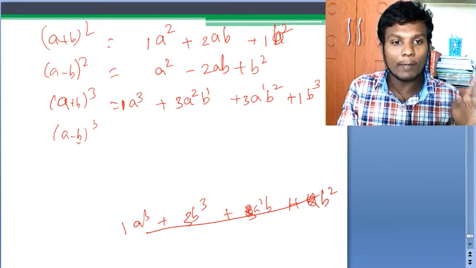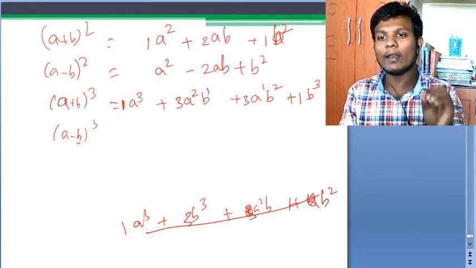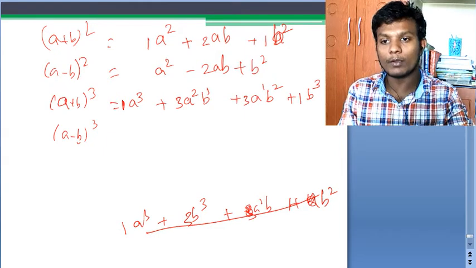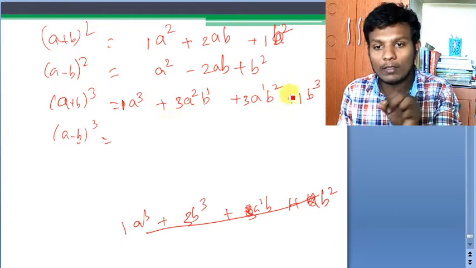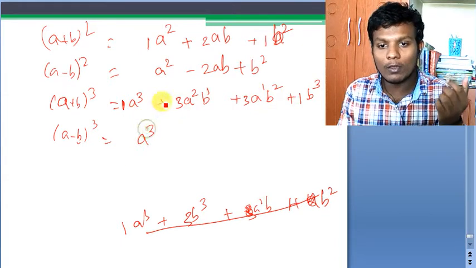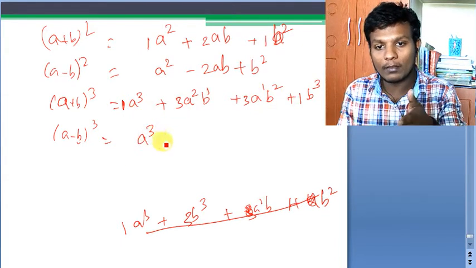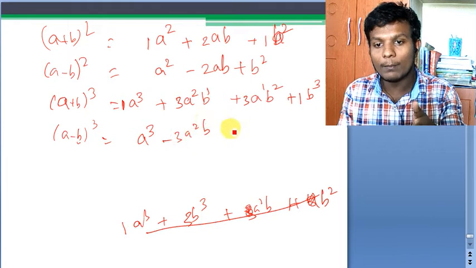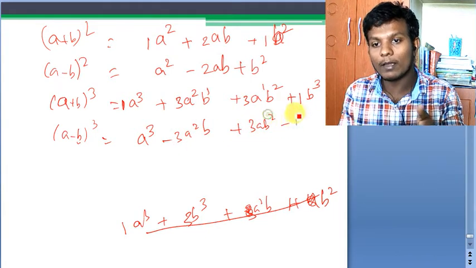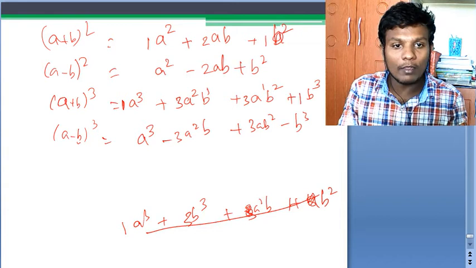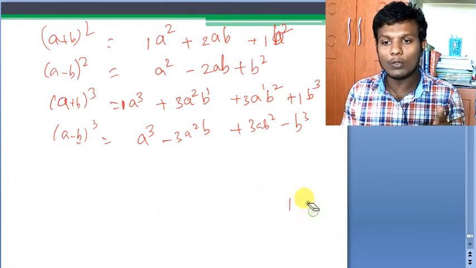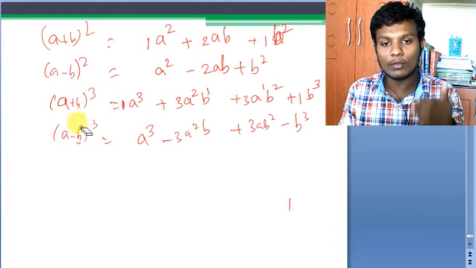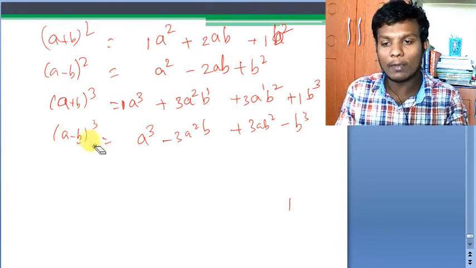They are known as binomial coefficients. The nomenclature is not that important, but see how this is helping us. Once you know this one, it is easy. a cube, just keep alternate minuses: a cube minus 3a square b plus 3ab square minus b cube. But I am following a systematic order here, which we have to notice. So this is how you get a plus b whole square, a minus b whole square, a plus b whole cube, and a minus b whole cube.